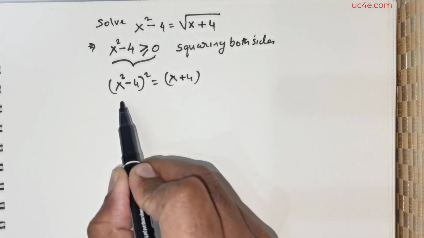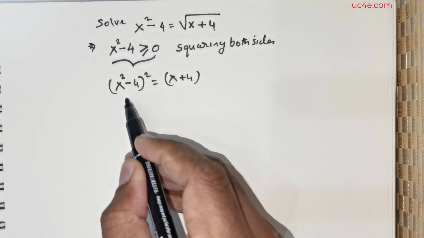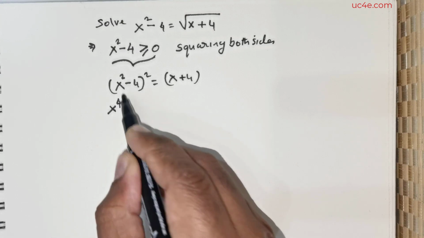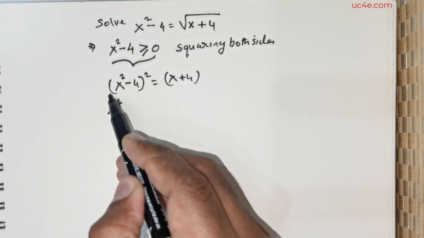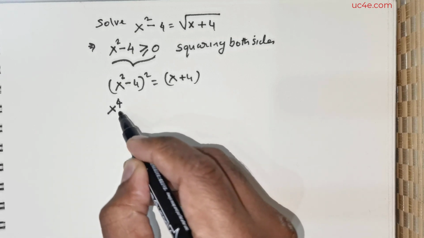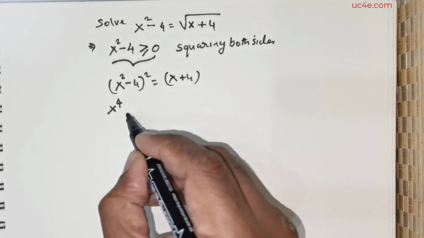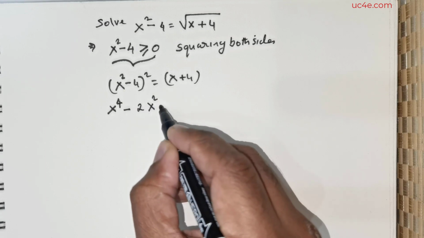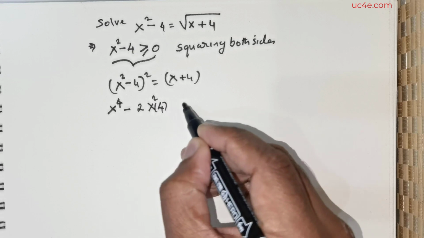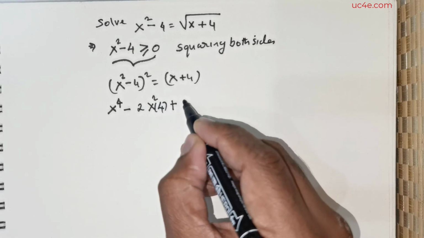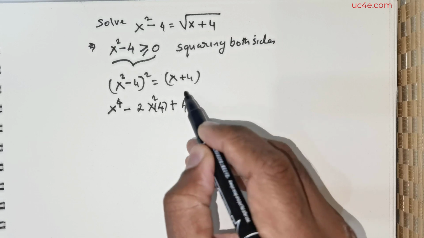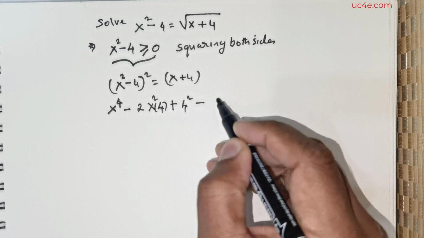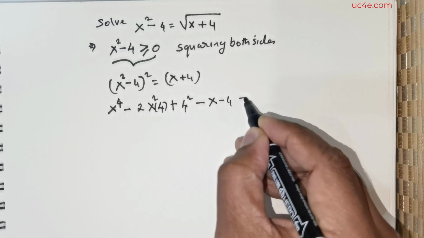Now what I wish to do is expand the left hand side. If I were to expand this, it is going to give me x raised to the power of 4, using the (a minus b) raised to the power of 2 formula. That's the reason I would be getting this, followed by negative 2 times x squared times 4, plus 4 squared. Now on the right hand side I've got x plus 4, so let me bring the terms to the left hand side. So it's going to be minus x minus 4 is equal to 0.